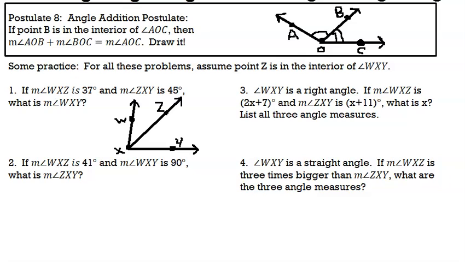WXZ, you kind of follow along with your finger, is 37. ZXY is 45. What is WXY? So they give you the part and the part. You need to know the whole thing. Well, we know the part plus the part equals the whole. So instead of setting up a crazy equation or anything like that, I'm just going to add 37 and 45. And I am going to say that the measure of angle WXY is 82 degrees, 37 plus 45.